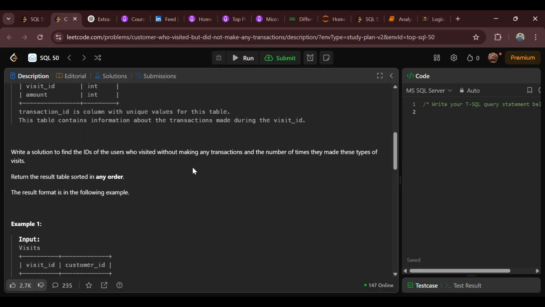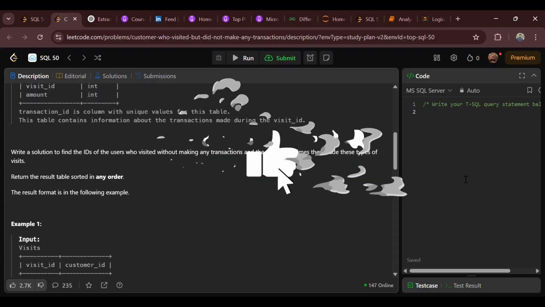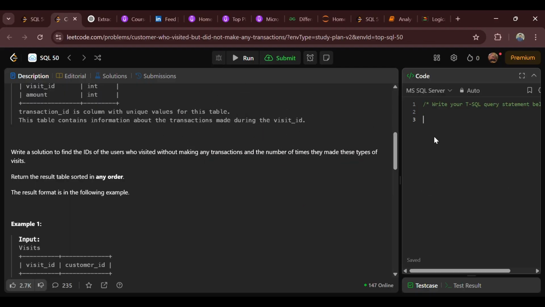So what do we have to find out? We have to write a solution to find the IDs of the users who visited without making any transactions and the number of times they made these types of visits. In the output we need two things. First is the customer ID, because they are talking about IDs here, right? And the second is the count of that customer ID, in a simple way. So customer ID and count of customer ID.